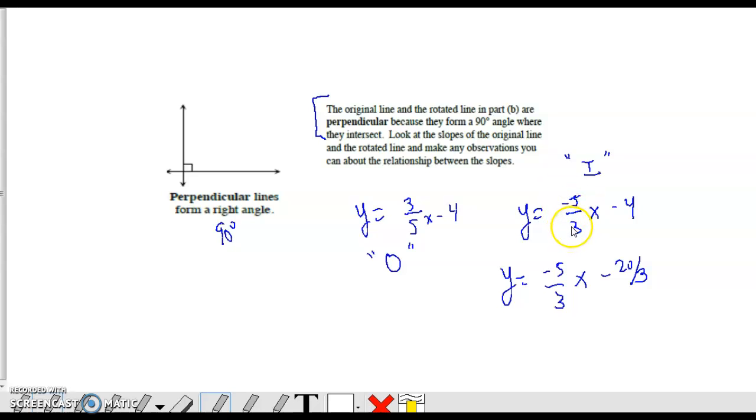So you might start to realize that the slopes are actually opposite reciprocals of each other. Again, that's going to be very important when we talk about perpendicular slopes. Opposite reciprocals, we can think of them as one's always positive, one's negative, and you just flip your fractions.